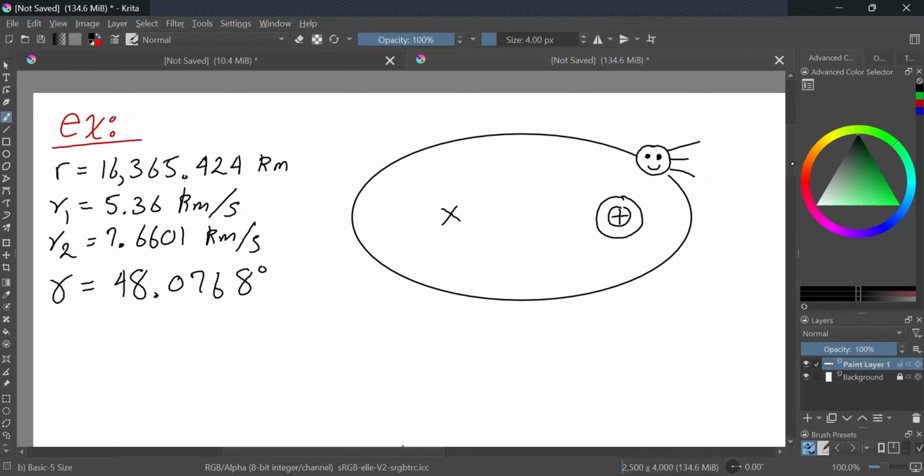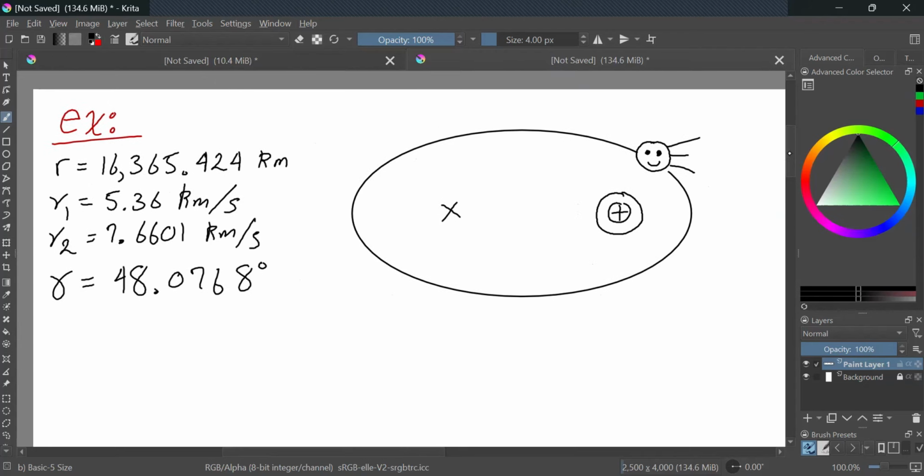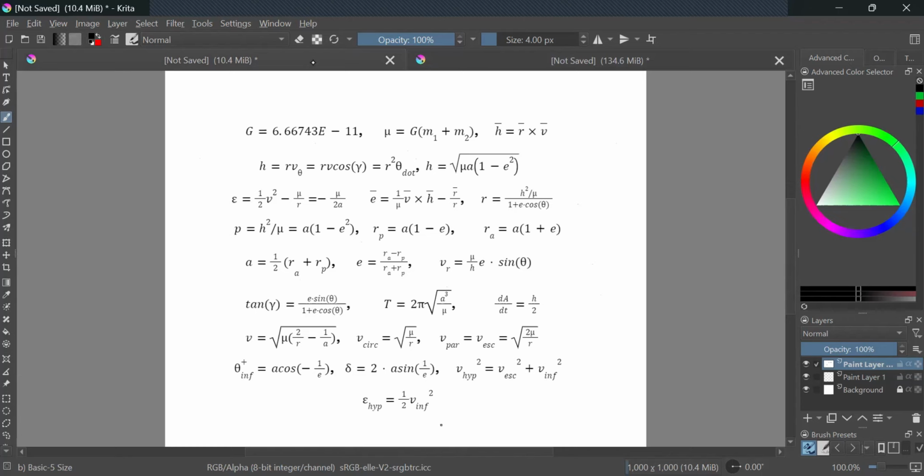All right, so let's start with perhaps the easiest one. I don't need to scroll down for this one. Let's start with hyperbolic excess speed, which I have conveniently written right here. Well, one of the equations for it.